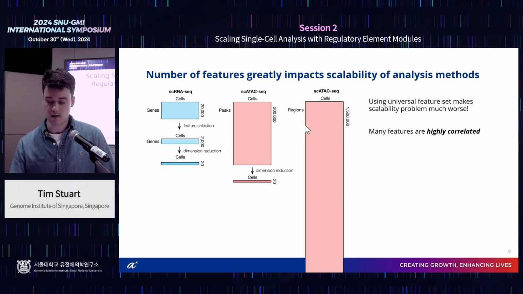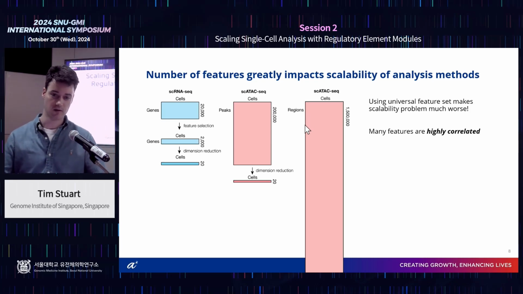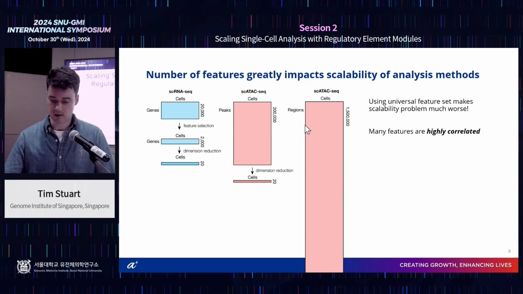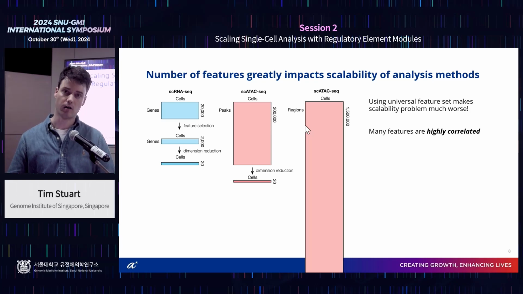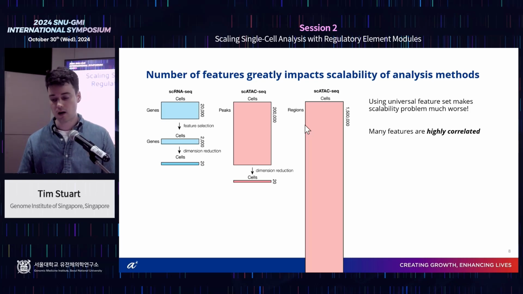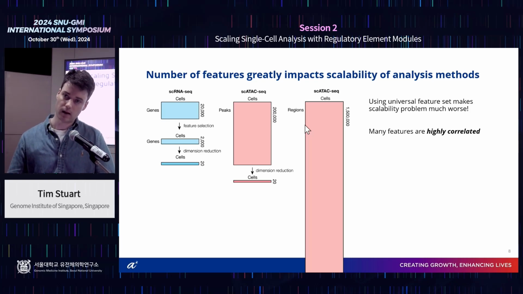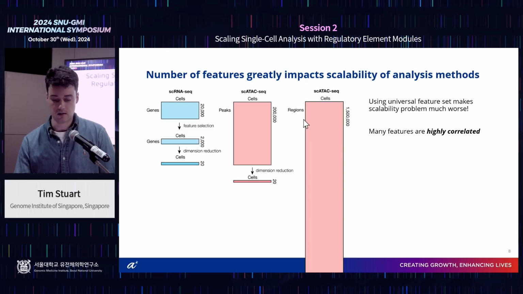So the observation that we had, which is I'm sure obvious to a lot of people also, is that many of the regulatory elements are very highly correlated with each other. We don't have 1.5 million totally independent regulatory elements. A lot of these are co-regulated by shared factors, and they'll have high co-accessibility in cells. And so we thought, okay, maybe we can leverage this redundancy and try to collapse this redundancy in the data set and reduce the number of features that we're looking at in that way.